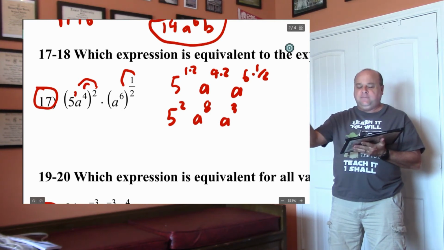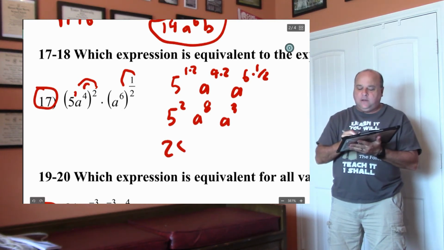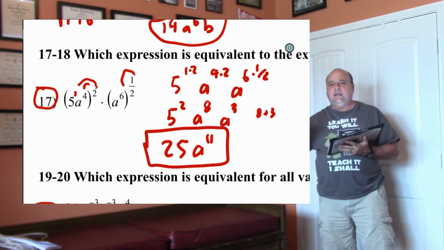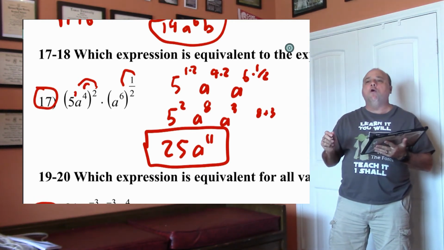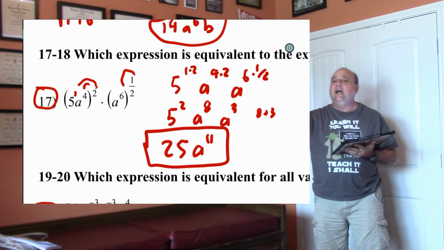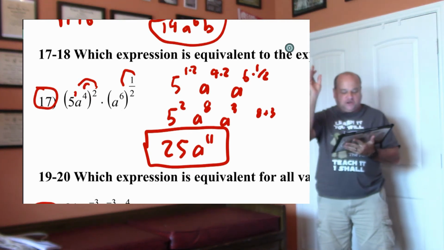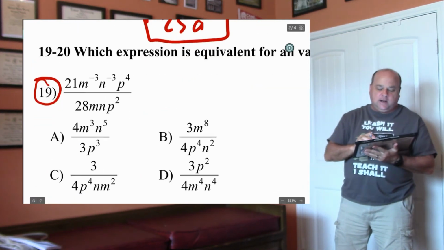Now then, I'm going to do 5 times 5, which is 25, and then I'm going to add 8 plus 3 on it, which will be a to the 11th. So 25a to the 11th power would be my answer. Oh, that is just like eating an Oreo cookie. Good stuff. Let's go to 19.